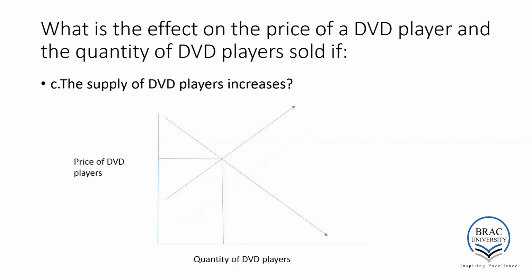Now let's look at the third situation, when we have an increased supply of DVD players. This is very simple because the question directly tells you that there has been an increase in supply. Whenever there is an increase in supply, we shift our supply curve to the right. So we will get our new equilibrium point at the intersection of our new supply curve and the demand curve. We can get our new equilibrium price here.